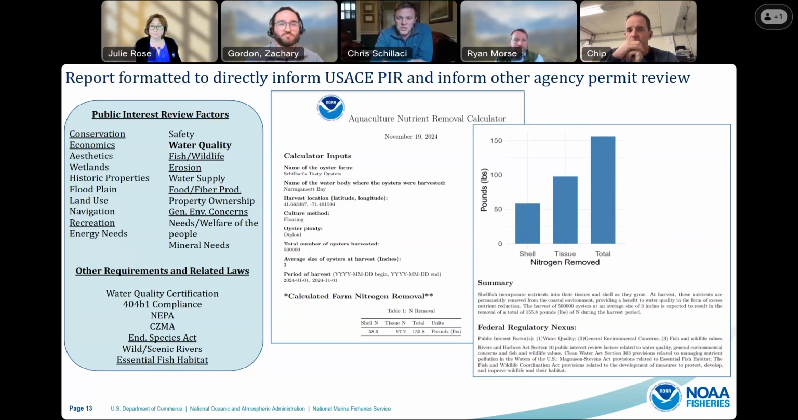What we did note, and I'll just briefly mention this, is that there's a number of other factors that eventually we'd love to incorporate into a calculator, such as economics and an economic multiplier, habitat provisioning, and fish and wildlife services that all have some documentation, and slowly we're working towards quantification of those services that could then be generated.